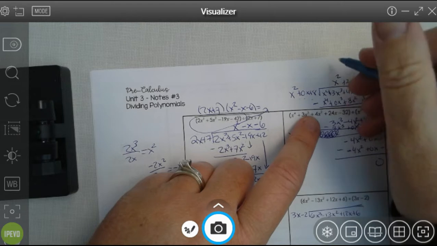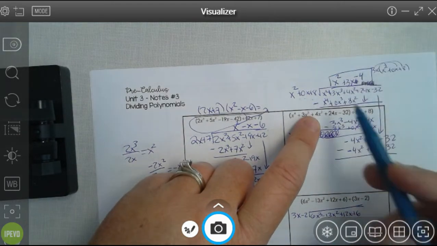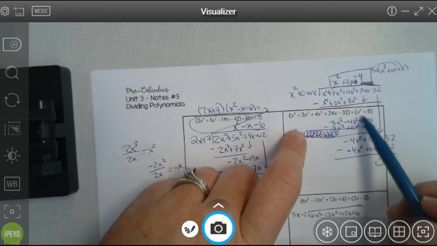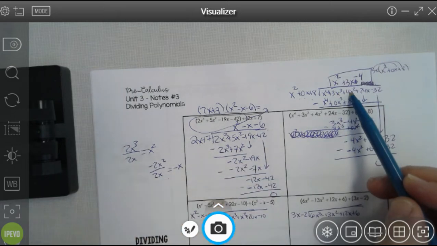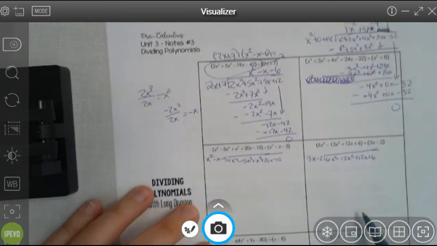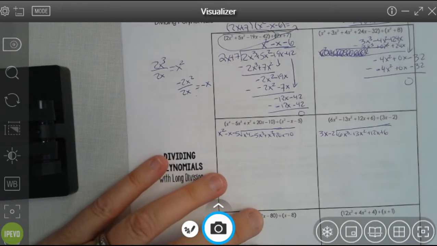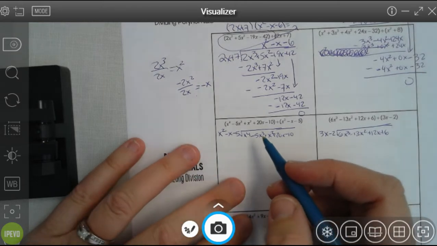Subtract it and I get 0. Again, my remainder is 0. So when I divide, that would be the answer. This divided by that is x cubed plus 3x minus 4. So we have a few more down here. I'm going to show you what it looks like when you get a remainder.